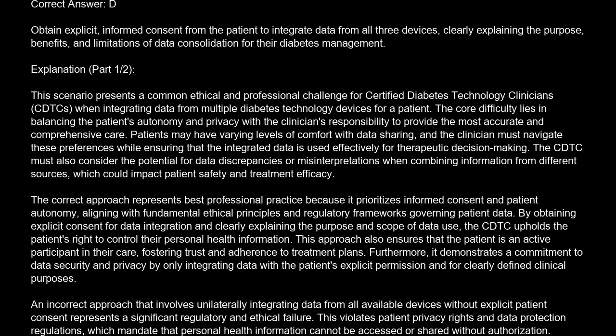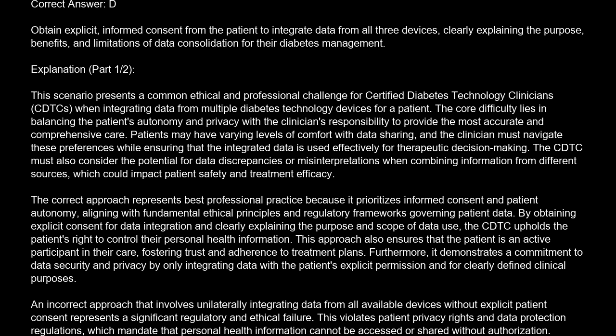By obtaining explicit consent for data integration and clearly explaining the purpose and scope of data use, the CDTC upholds the patient's right to control their personal health information. This approach also ensures that the patient is an active participant in their care, fostering trust and adherence to treatment plans. Furthermore, it demonstrates a commitment to data security and privacy by only integrating data with the patient's explicit permission and for clearly defined clinical purposes.